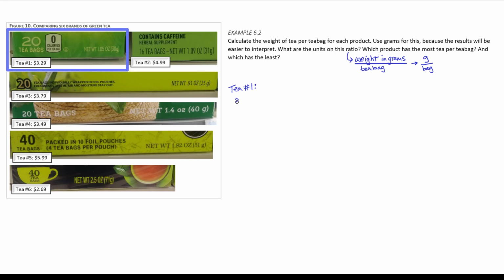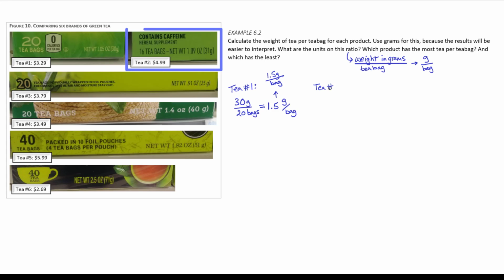Starting with tea number 1, the net weight there is 30 grams, and we're dividing by the 20 bags of tea in the box. And you get 1.5 grams per bag. Now you see how I wrote the 1.5 and then wrote the grams per bag? That could be equivalently written 1.5 grams per bag, similarly to how we wrote price per bag in example 6.1. Those are 2 equivalent ways of doing the same thing.